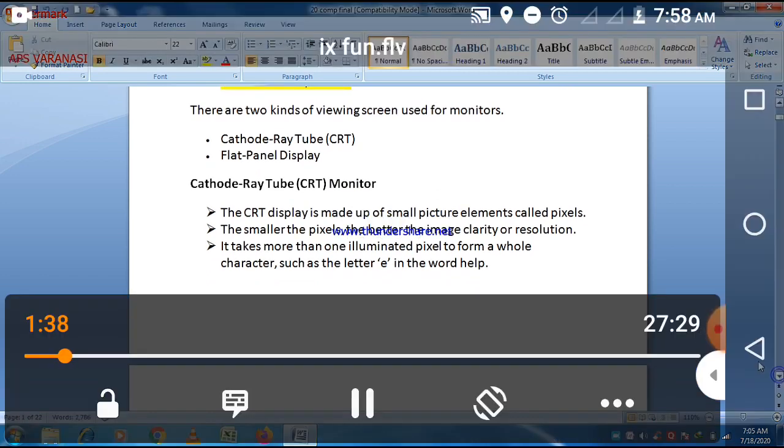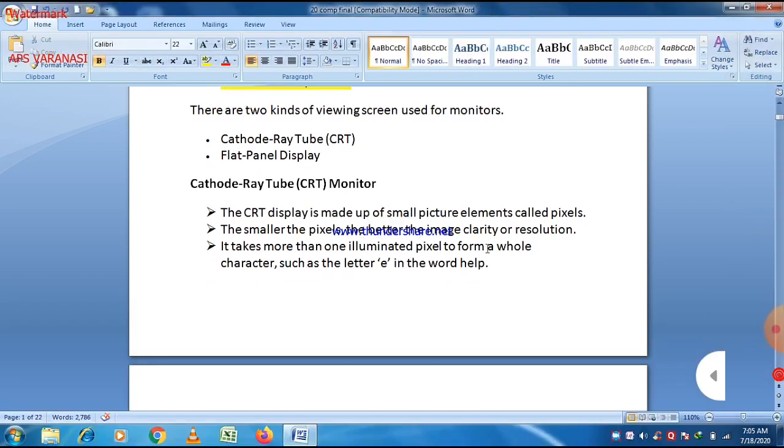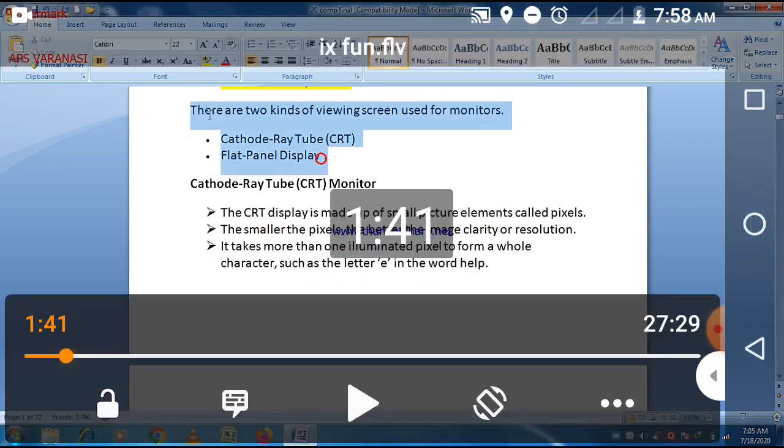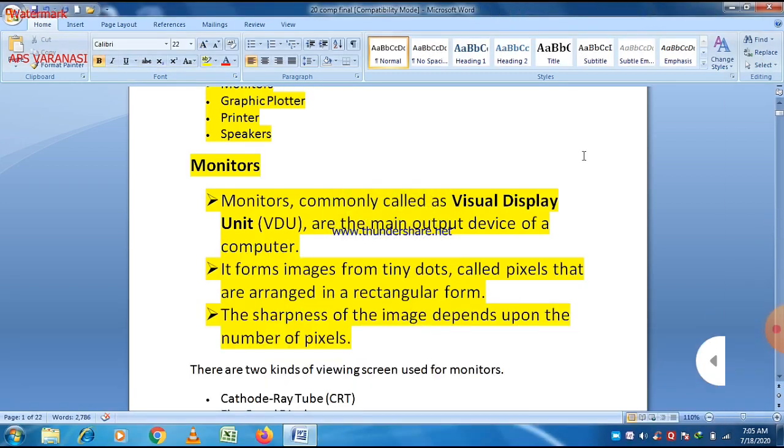So here the term pixel is used. What is a pixel? Pixels are the smallest picture element. The smallest picture element is called the pixel. An image is formed using tiny dots, and these tiny dots are called pixels, and they are arranged in a rectangular form.